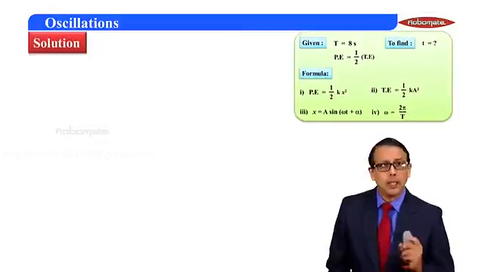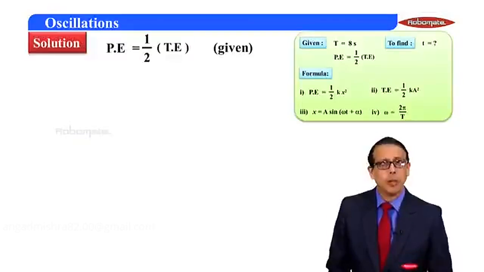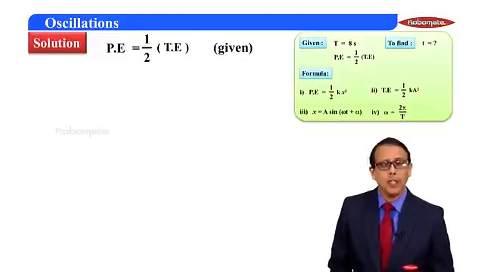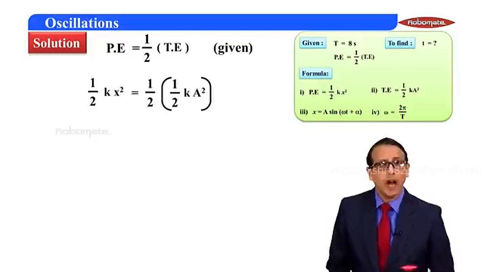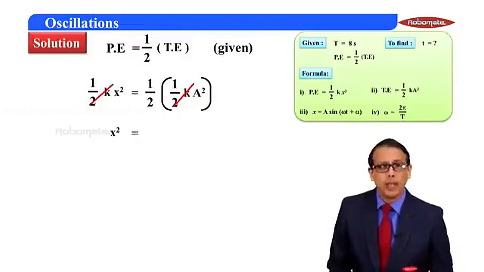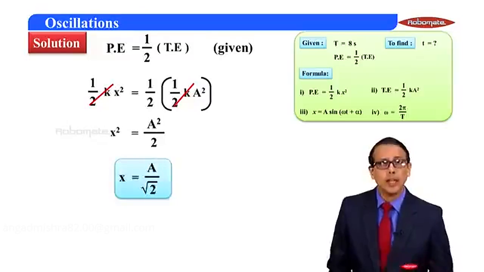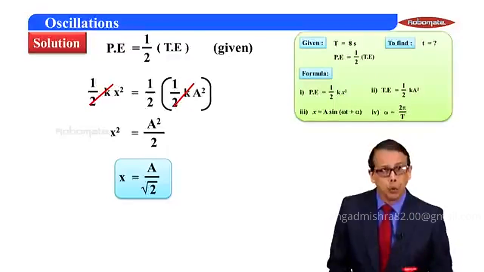So let's start with the solution, students. We'll start with the given hint first. As it is given, potential energy is half of total energy. Let's write down the respective formulas on both the sides and we get half Kx square is half of half Ka square. Let's cancel half K from both the sides and therefore we get x square is equal to a square upon 2. Taking square root on both sides, we get x is equal to a upon root 2. So potential energy is half of total energy at a displacement a upon root 2.